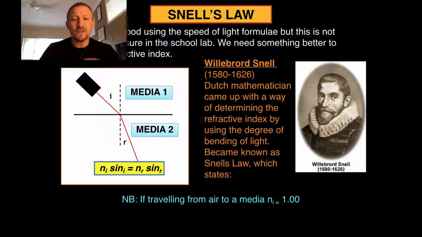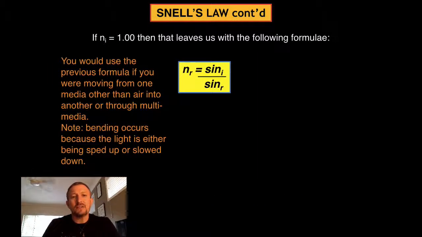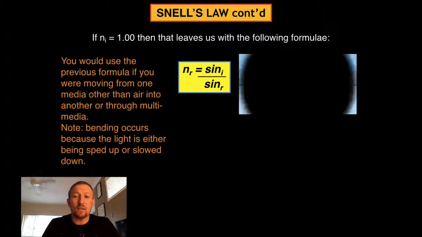So if we're going from air, we know that Ni is going to be 1. If I wanted to find the refractive index for the second medium, Nr would be sine theta I divided by sine theta R. So this is the formula that we would get if we were going from air. The refractive index of the second medium, R, will equal sine theta I divided by sine theta R as we're moving from one to the other. So let's look at a quick example.